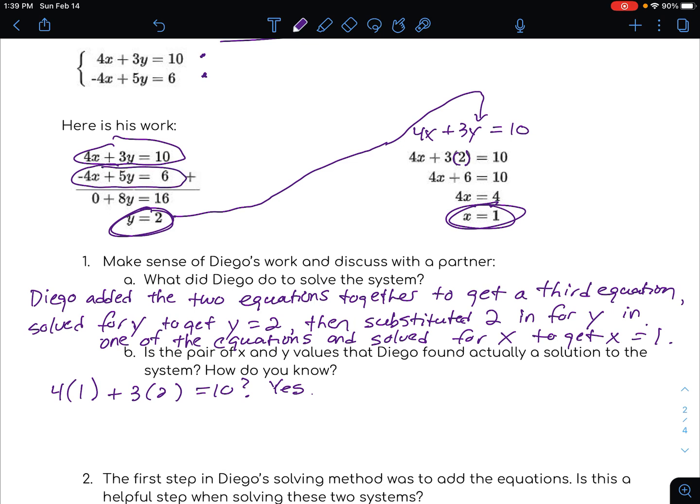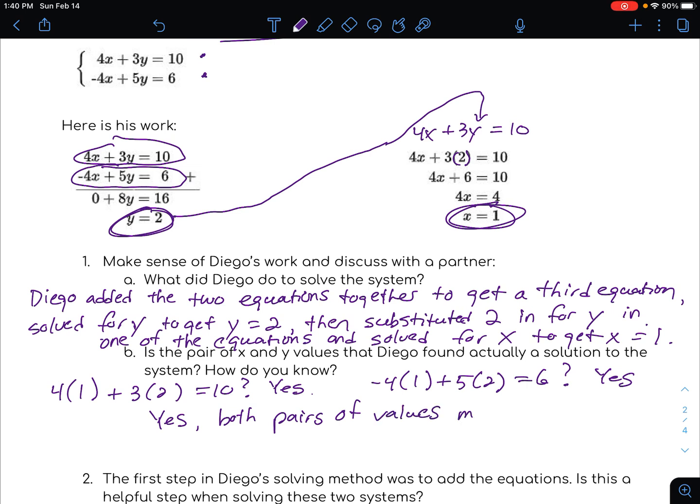And if we do that same thing for the second equation, remember the second equation is negative 4x plus 5y equals 6. Is negative 4 times 1 plus 5 times 2 equal to 6? Negative 4 times 1 is negative 4. 5 times 2 is 10. And yes, negative 4 plus 10 is equal to 6. So yes, both pairs of x, y values make the equations true.